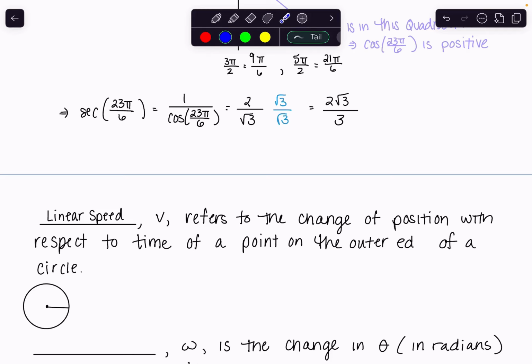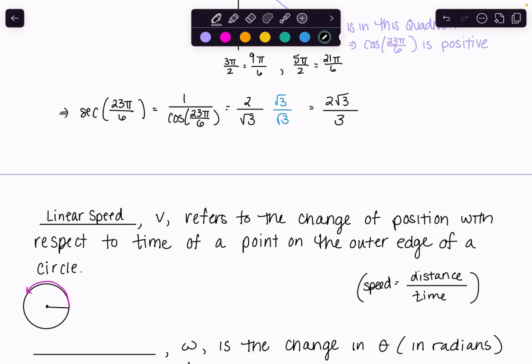It refers to the change in position with respect to time of a point on the outer edge of a circle. Essentially the idea behind this is if you have a circle and you have a point that's moving along that circle, you're trying to find what is its speed. You can think of this using your distance formula. Distance is equal to your rate times time. Manipulating that, your speed or your rate is going to be your distance over your time. And this is a formula we really end up using for both of these different concepts.